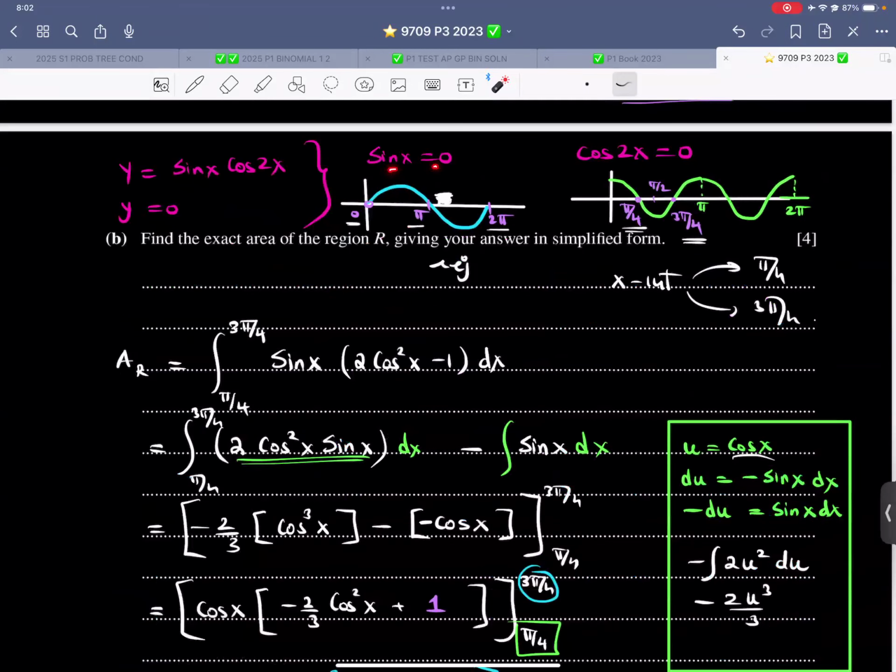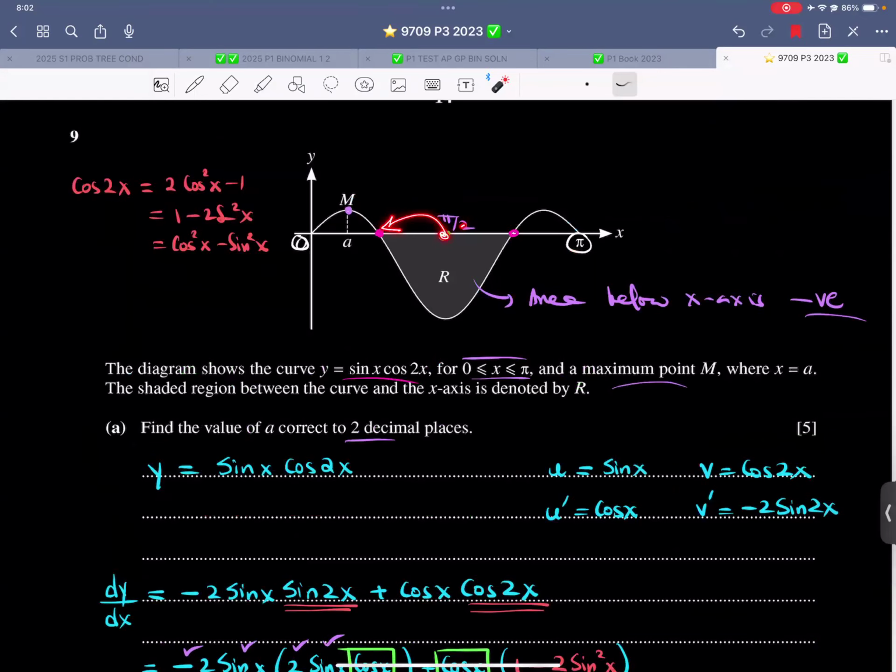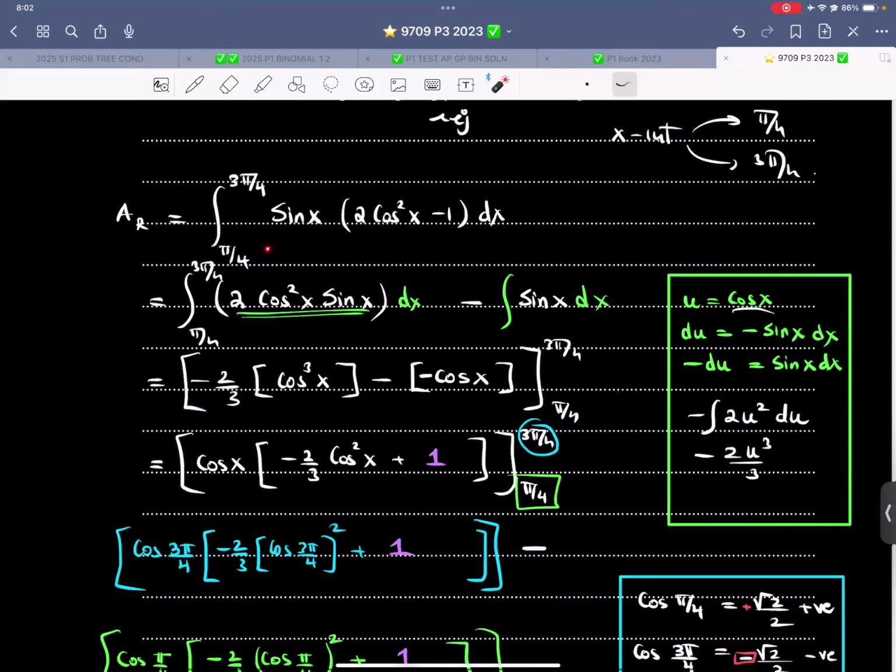So now sine x is equal to 0: x is 0, x is pi, x is 2 pi. Cos 2x is equal to 0: 2 cycles in 360, 1 cycle in 180. This is pi by 4, this is 3 pi by 4. So these two are of relevance to us. And of course, the diagram is not drawn to scale, but at the same time, it's not misleading. So you can see there is symmetry over here. So now these are the limits.